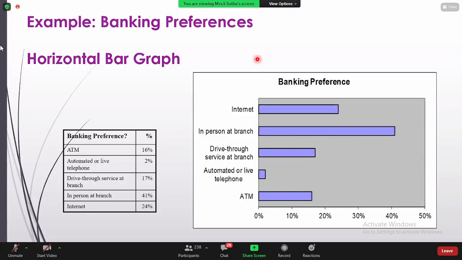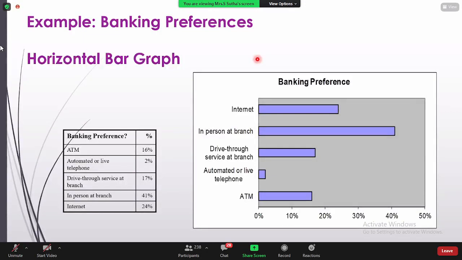ATM, automated, internet, percentage. How many measurements do we have here? 5. These are the measurements: ATM, automated or live telephone, drive-through service at branch, in-person at branch, internet.